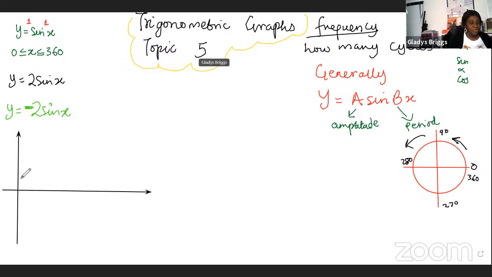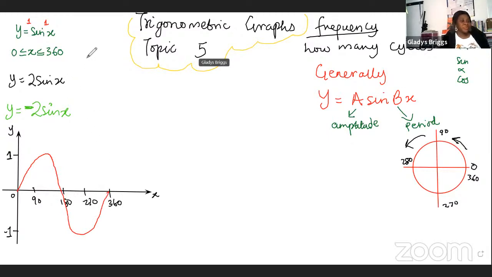And I'm just going to draw. This is 1, and this is 0, and this is negative 1. And this is 90, 180, 270, and 360. And this is x and this is y. We've got it going up, and down, and back up.